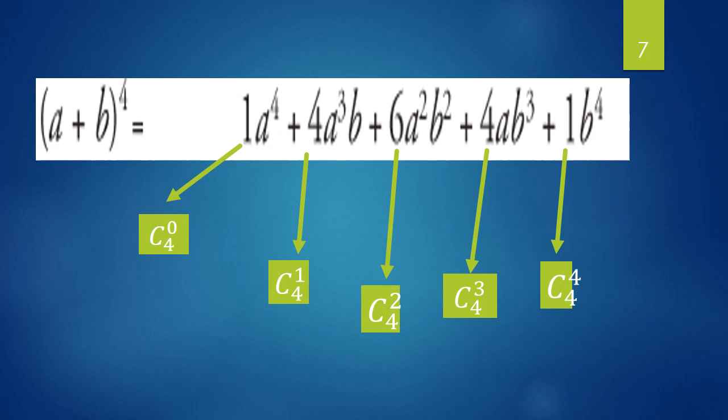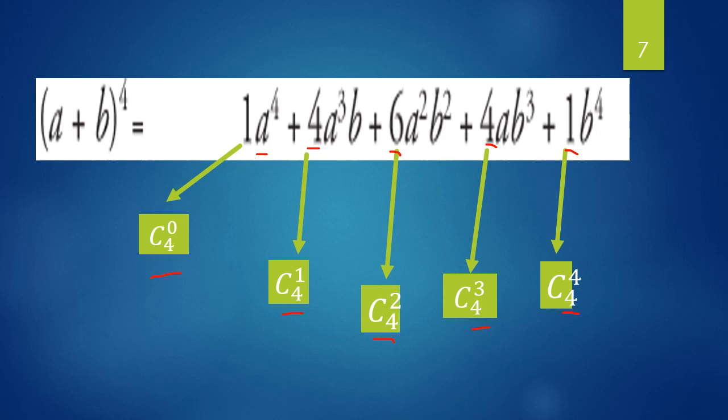Similarly, (a + b)^4, if you expand it, is a^4 + 4a^3 b + 6a^2 b^2 + 4ab^3 + b^4. The coefficients are 1 is C(4,0), 4 is C(4,1), 6 is C(4,2), 4 is C(4,3), and this one is C(4,4). So we know the pattern of the coefficients. What about the letters?